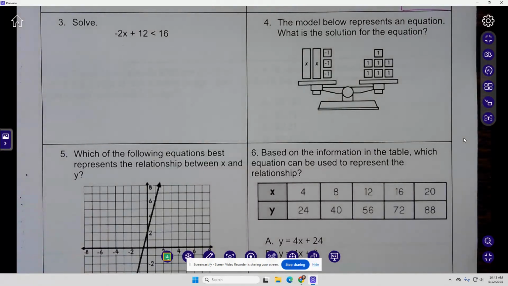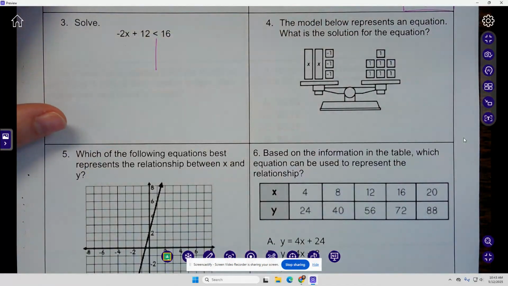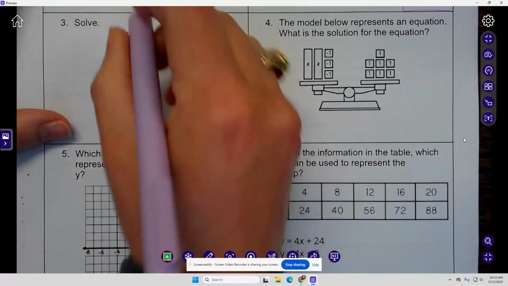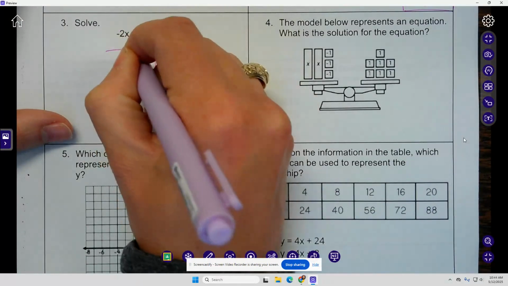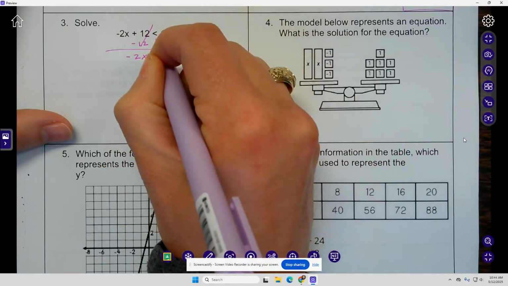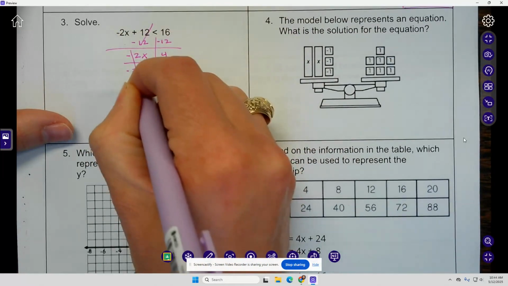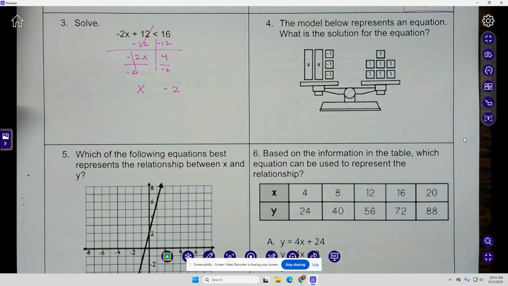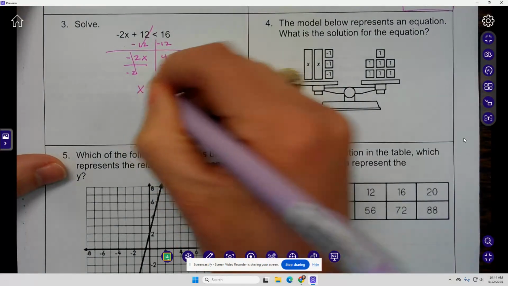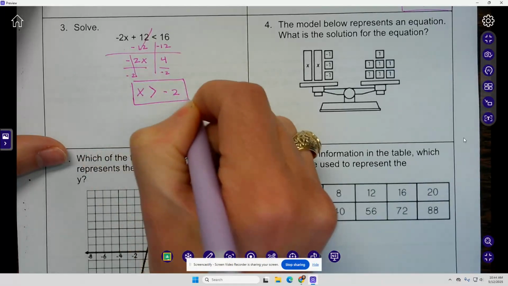Number 3, it just says solve. So this is an inequality, so I'm going to draw my line. The way that I get rid of a plus 12 is I'm going to subtract 12. I'm left with negative 2x, and 16 minus 12 is 4. I'm going to divide by negative 2, and I get x and negative 2. But remember, with an inequality, if you multiply or divide by a negative number, you have to flip that inequality sign. So your answer is x is greater than negative 2.